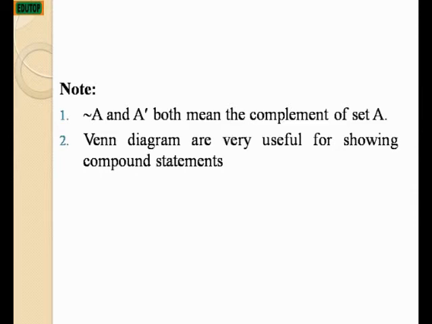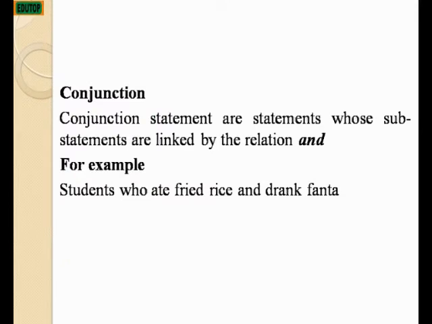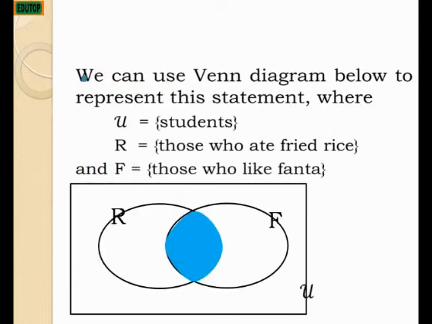Now we go to conjunction statements. Conjunction statements are statements whose sub-statements are linked by the relation and. For example, students who ate fried rice and drank Fanta. We can use the Venn diagram that we can see here to represent this statement, where our universal set is students, R is those who ate fried rice, and F is those who drank Fanta. Now, the shaded blue portion gives the intersection of those that drank Fanta and also ate fried rice.